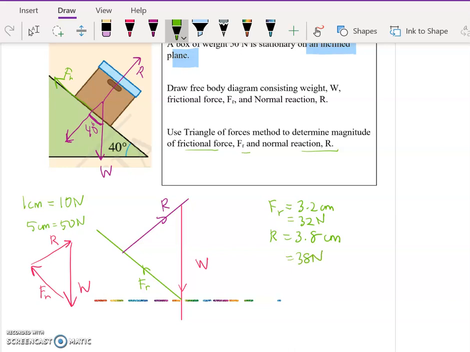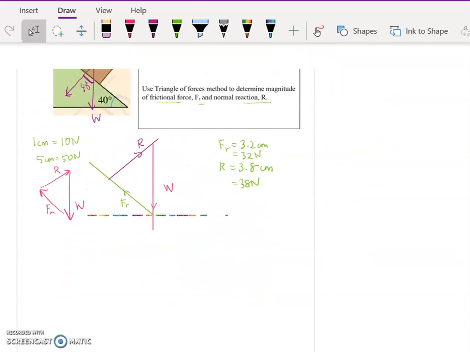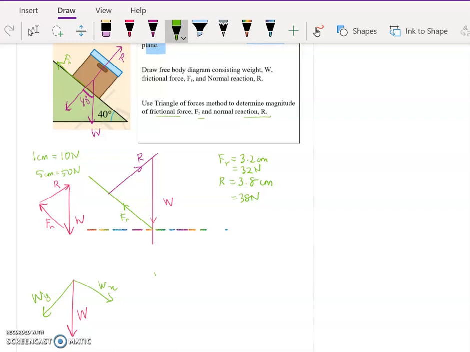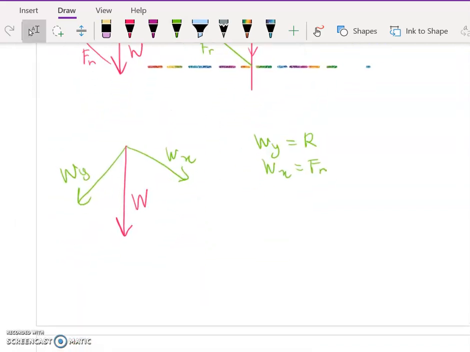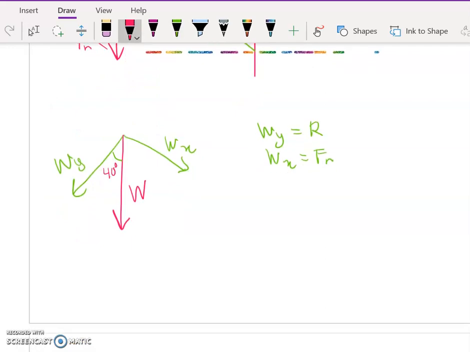So the second method to check the magnitude is to use resolution of forces method by calculation. So we are going to do that as well. For that, we have to resolve weight into two components, which is Wy and Wx. So from here, Wy is actually equals to R since the object is in equilibrium, and Wx will be equal to frictional force. So this is your angle. Don't forget your angle, which is 40 degrees. You can form a triangle.